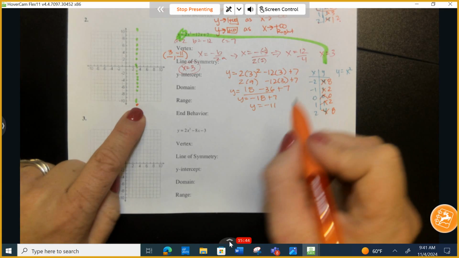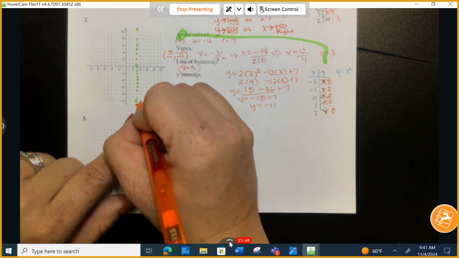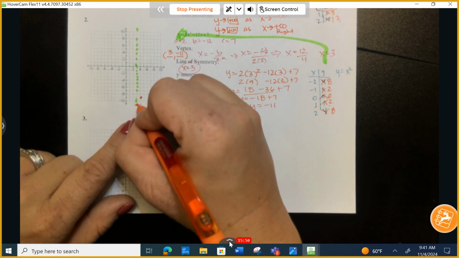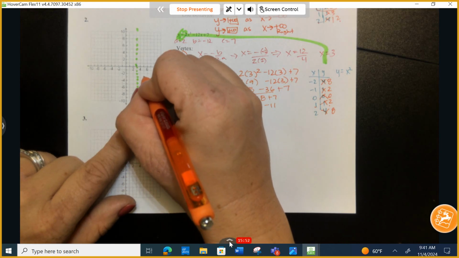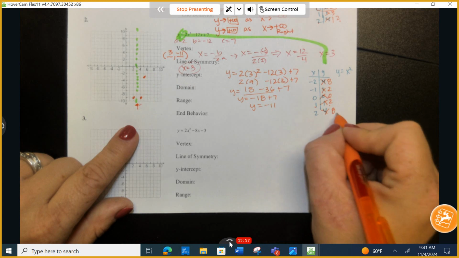0, 0 is always going to be our bullseye. So I'm going to go 1 to the right and 2 up. 1 to the right, 2 up. 2 to the right and 8 up. 1 to the left and 2 up, and 2 to the left and 8 up.